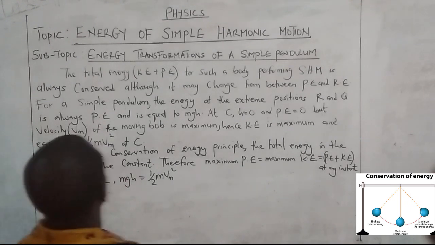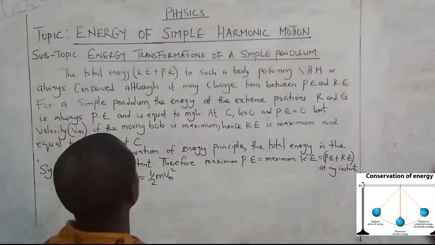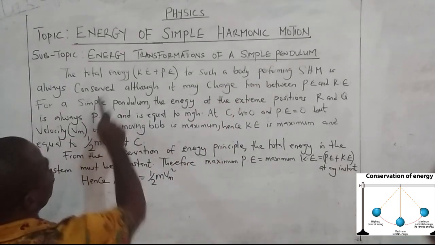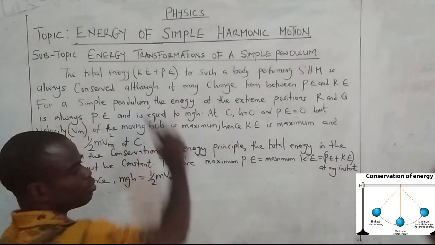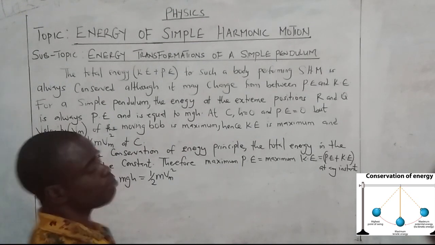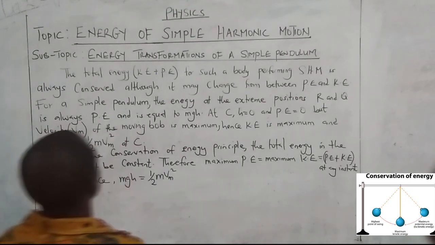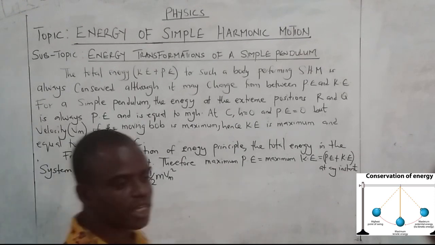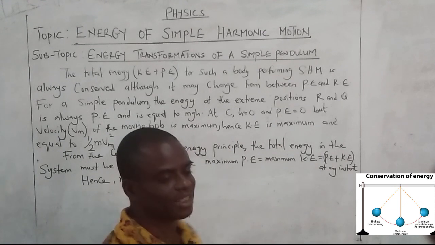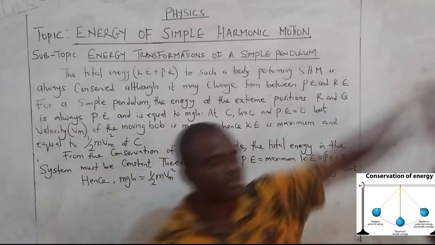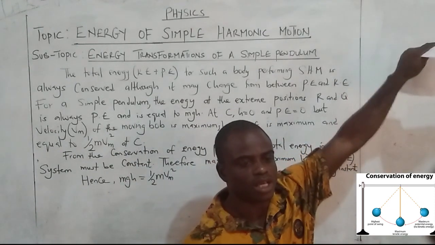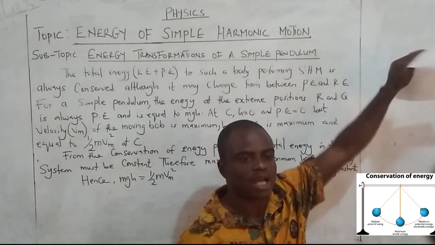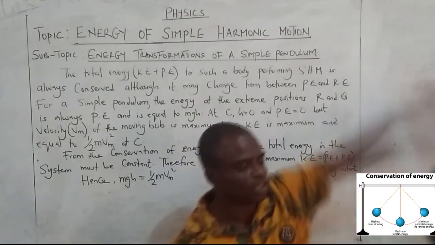The subheading we are having under energy of simple harmonic motion is energy transformation of a simple pendulum. The total energy, kinetic energy plus potential energy, for such a body performing simple harmonic motion is always conserved, although it may change between potential energy and kinetic energy. When it swings to the left, to the extreme end, potential energy is at maximum because it rests. And there is h given, the height to which it moves.